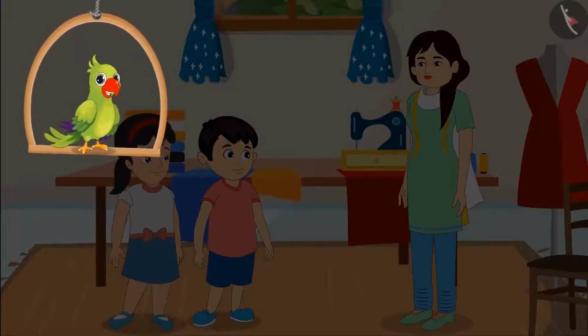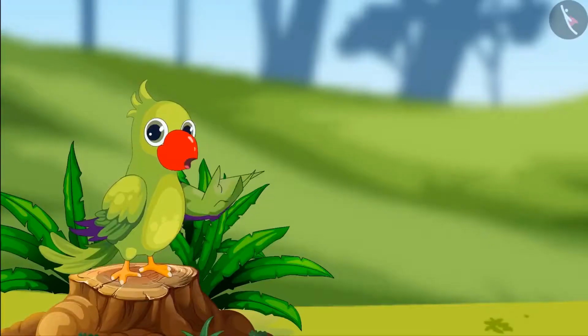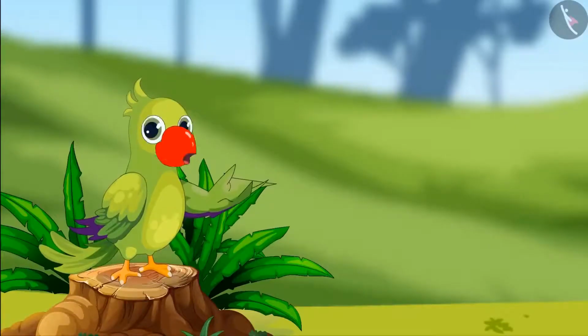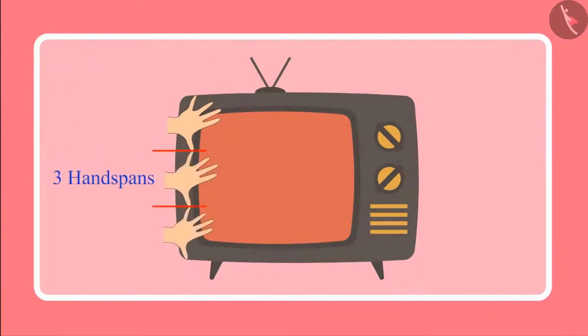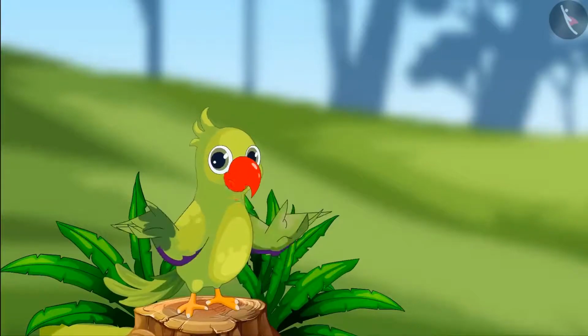To know the length of the objects, we measure them. In this video, we measured objects using handspans. Just like the width of this TV is 1, 2, 3. 3 handspans wide.